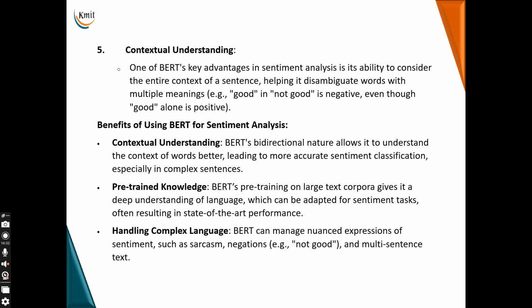What are the benefits of BERT for sentiment analysis? It can understand the context, it takes advantage of all the pre-training, and it can handle all the complexities of the language, whether somebody is talking in terms of sarcasm, or negations, how they are talking, and it can also understand multi-sentence text.